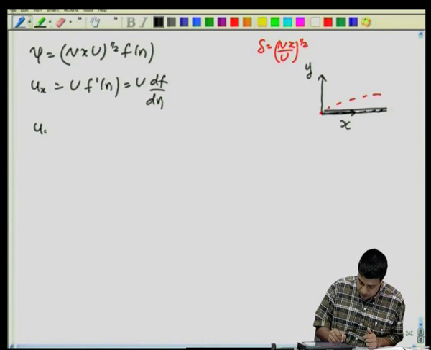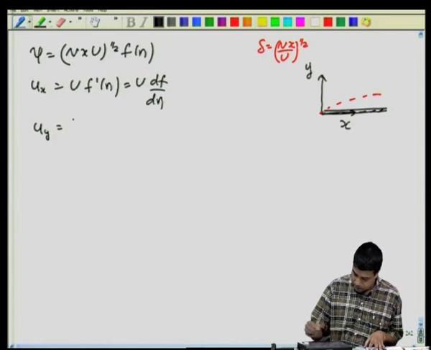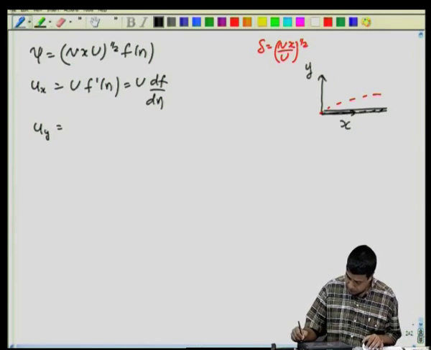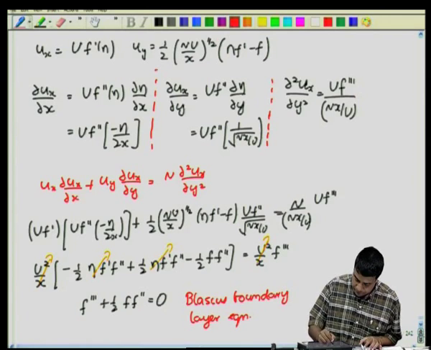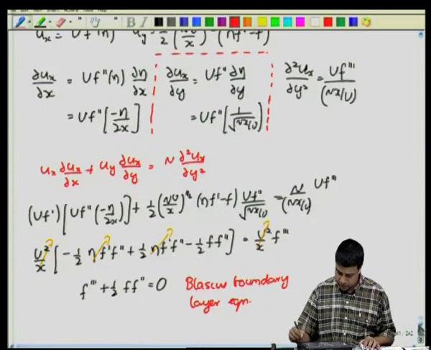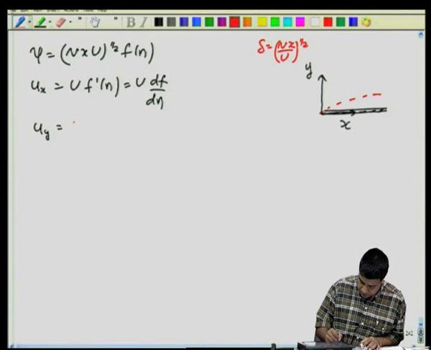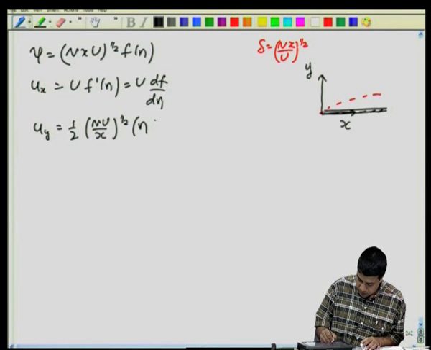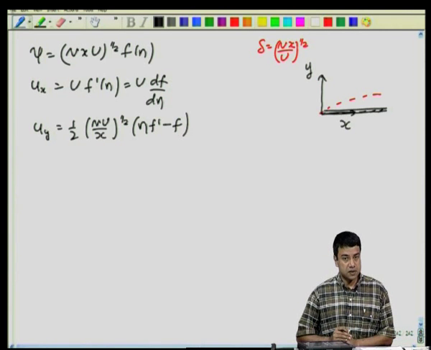And u y was equal to this expression here. So, these are the boundary conditions we have to impose.